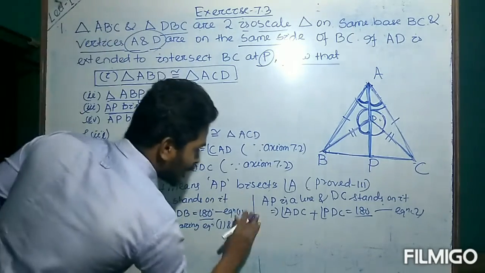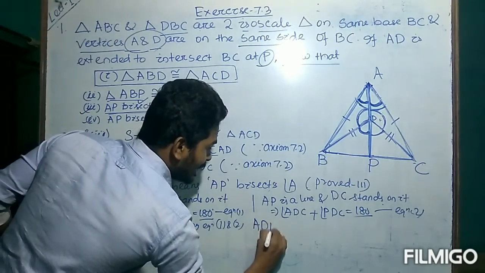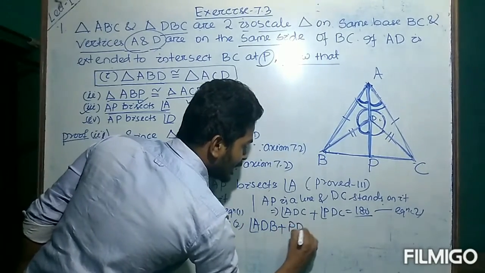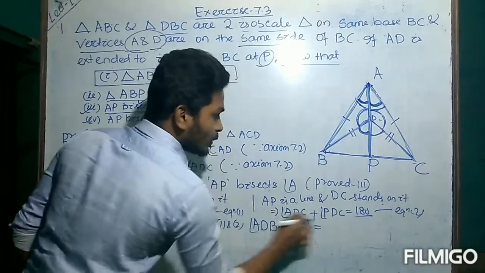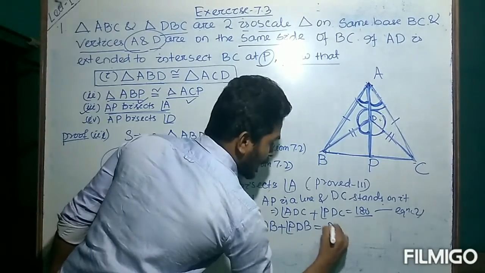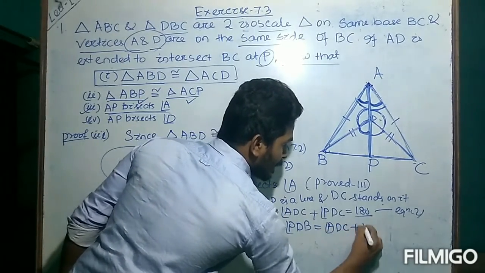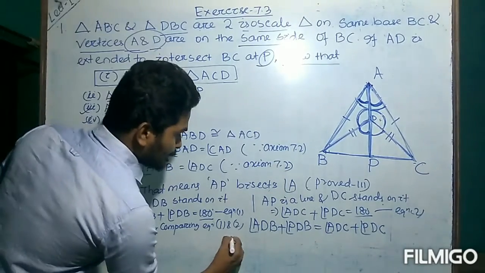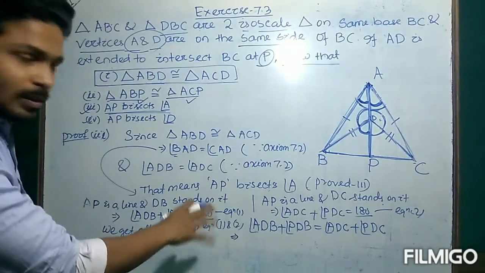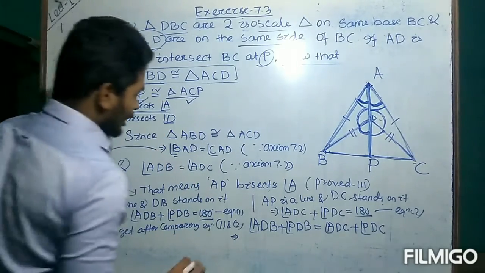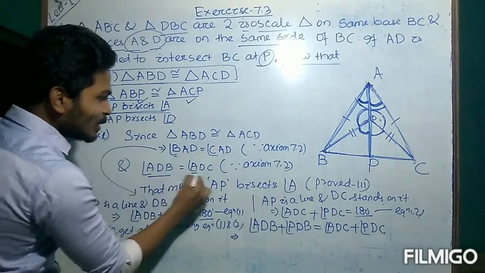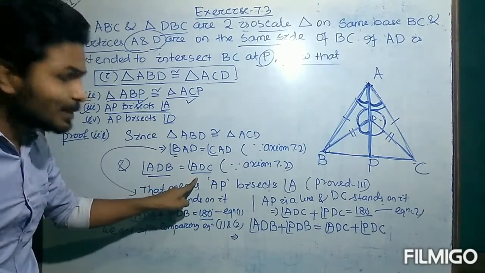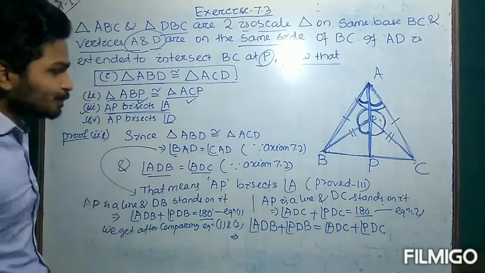So this one, ADB plus PDB is equal to this portion, ADC plus PDC. Right? Now, is it visible to you? Okay. Now, since it is given ADB is equal to ADC, yes or no? Yes. It is given ADB is equal to ADC by axiom 7.2.